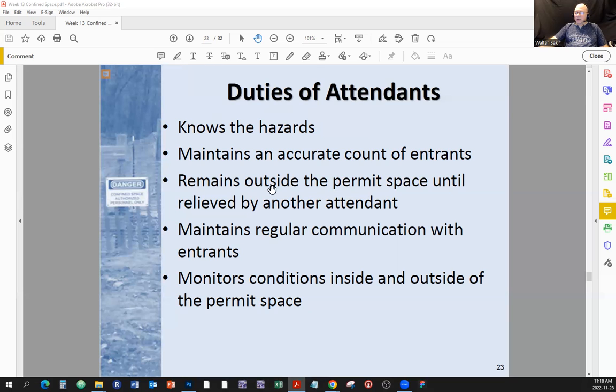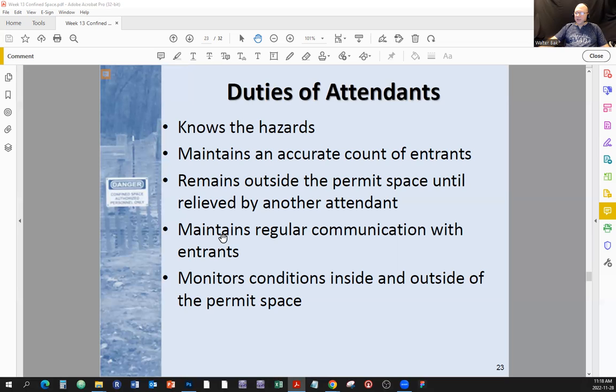The attendant remains outside the permit space until relieved by another attendant, or until the work is done and the whole thing is wrapped up. Right? And the person never goes inside. Because if there is something that is going to happen, like for example, toxic fumes that are going to overwhelm, lack of oxygen or something, if that person goes in, the same thing can happen to the attendant. And then there are 2 people that are down and still there's no one to call for help. So the attendant remains outside so things actually can be done.